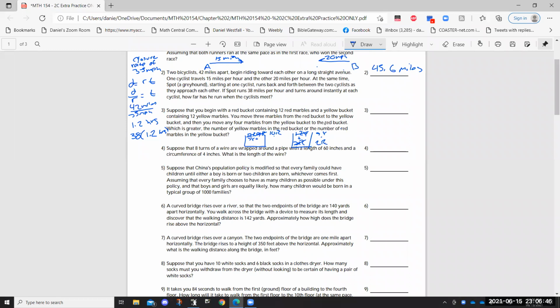So I just kind of looked at it backwards, but there's always going to be more red in the yellow bucket.